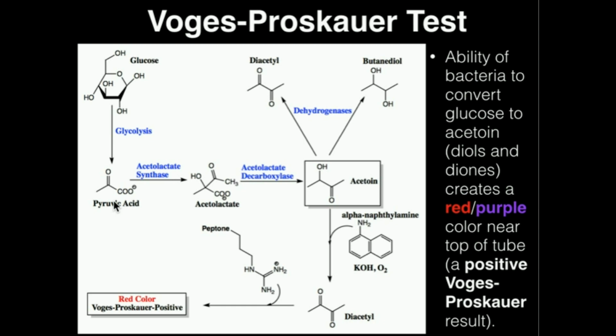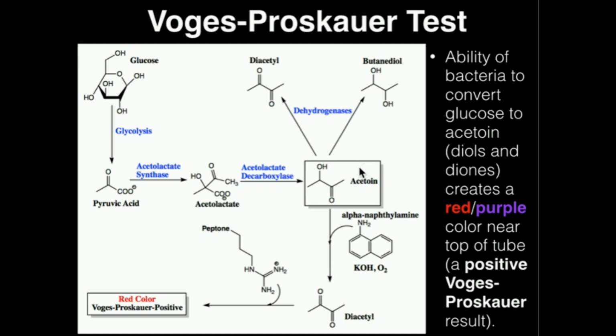Now, the Voges Proskauer test is looking at something a little bit different. It turns out that pyruvic acid can be converted ultimately through a series of two enzymes to a molecule called acetoin. Now, acetoin is not directly what we're measuring, but it turns out that acetoin is involved in a series of metabolic transformations. We can form various compounds like diols or diones.